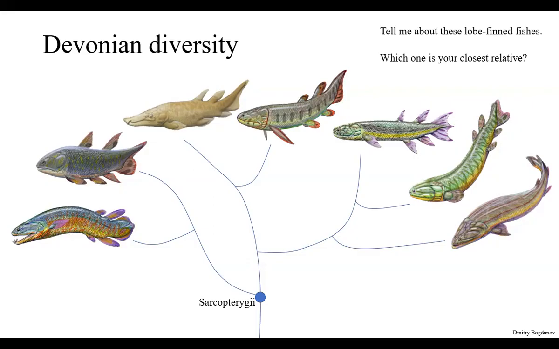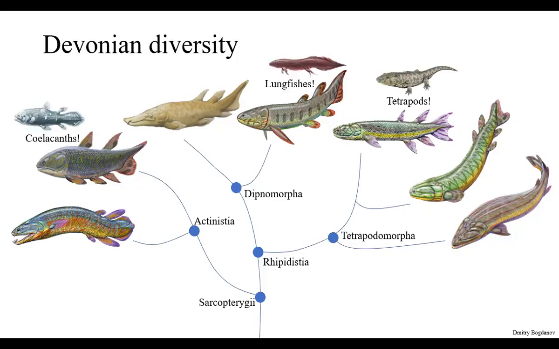Well, I love it. Okay, so here's some diversity for you. You don't have to know these words. This clade's called actinista. That's the living coelacanth clade. So these are the coelacanths right here. And Rhipidistia is these two. So there's a monophyletic group that's this one plus this one. These are dipnomorphs. These are the lungfishes as they look in the Devonian. These three are all tetrapodomorphs. But guess what? That's the answer.